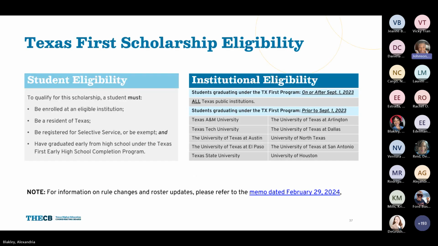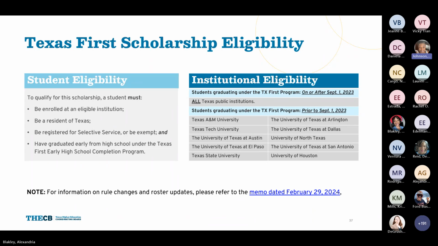To qualify for a Texas First Scholarship, a student must be enrolled at an eligible institution, be classified as a resident of Texas by the institution, be registered for selective service, or be exempt. The student must have graduated early from high school under the Texas First Early High School Completion Program, as we just heard.